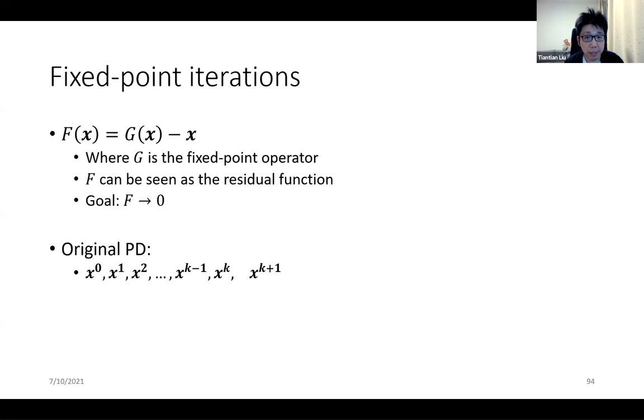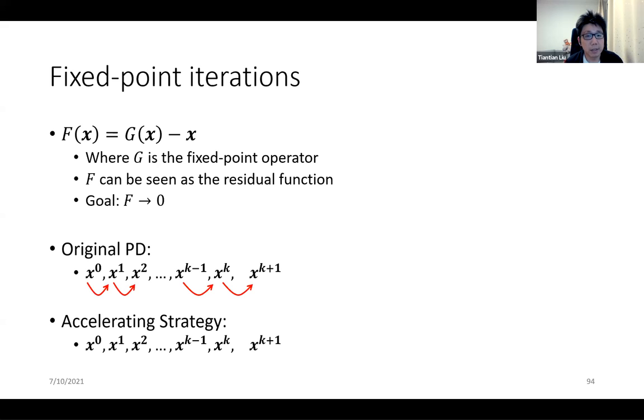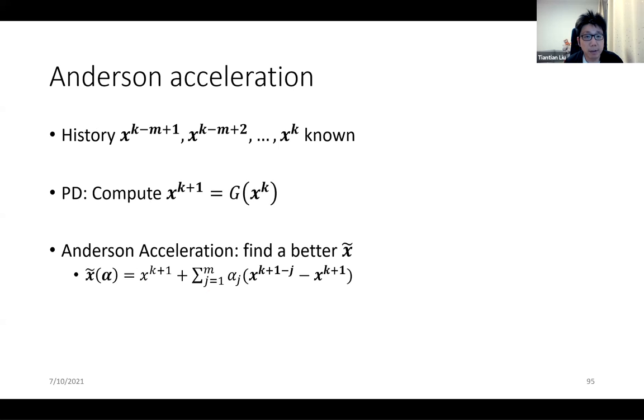We see that the original PD only uses information of the previous iteration, one at a time. So one accelerating strategy, similar to LBFGS, is to utilize the history information to accelerate the convergence. The strategy is called Anderson acceleration. The goal is to find a better x tilde, which is some linear combination from x_(k+1-j) to x_(k+1).